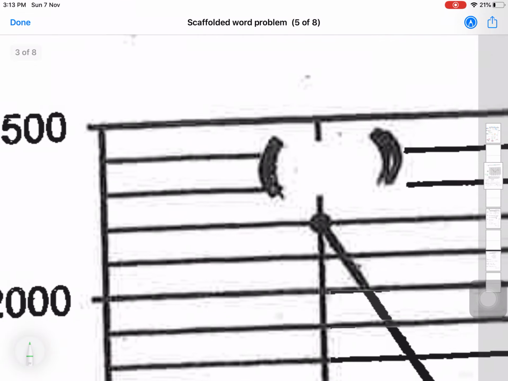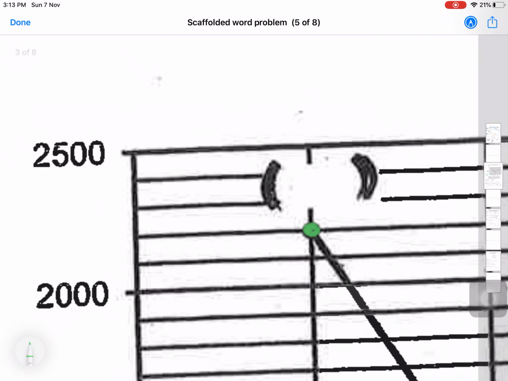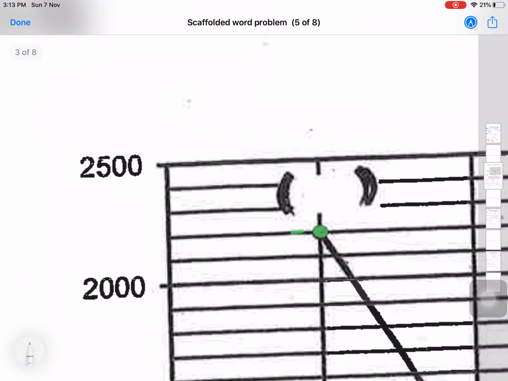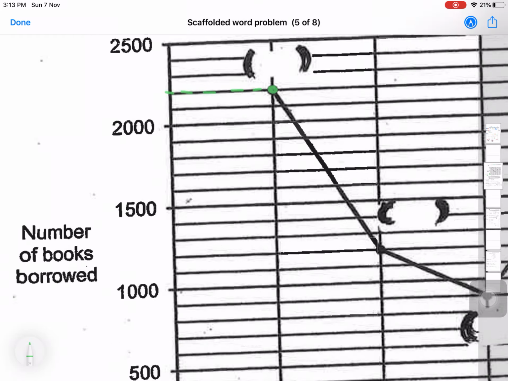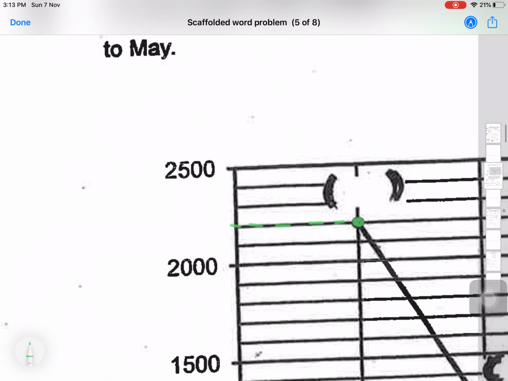Now let's look at the first point over here. Let's draw a line across. This shows the number of books borrowed in January. So we know that each increase is by 100. So now let's start. 2,100. This is 2,200. So this is 2,200.